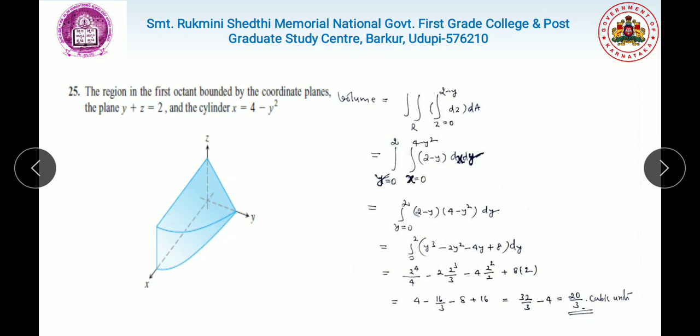So integration is simple here. Integration with respect to x, 2 minus y is a constant. So upper limit minus lower limit. On simplification, you will get this cubic expression. And then finally integrate with respect to y. And put the limits, you will get it as 20 by 3 cubic units.